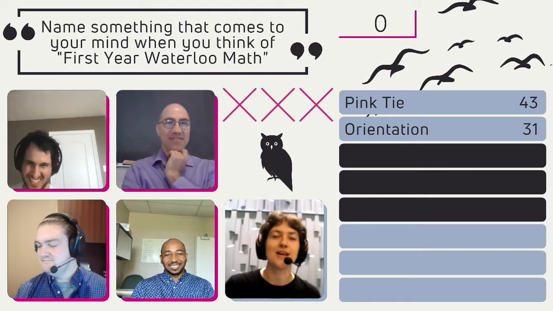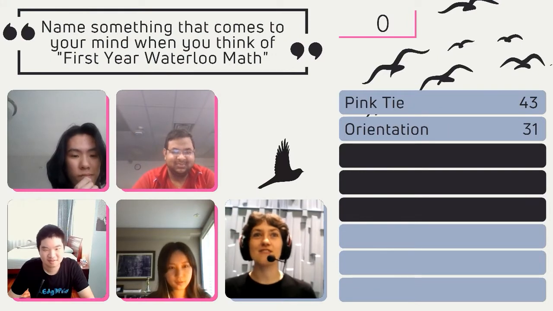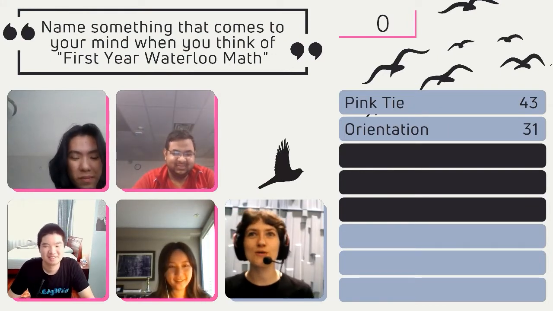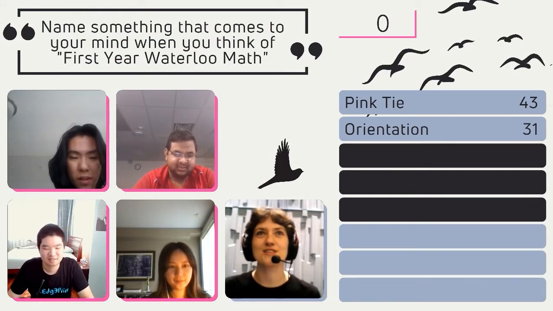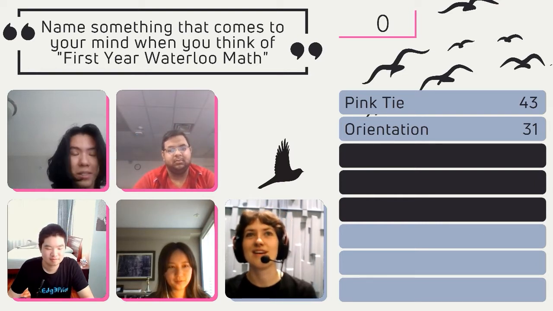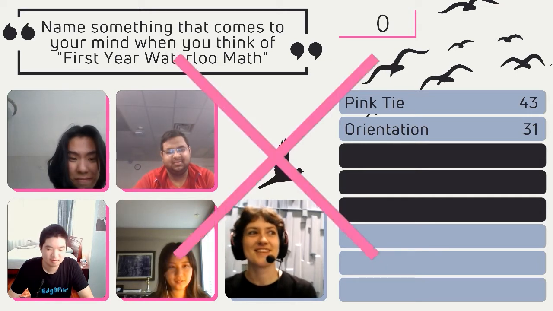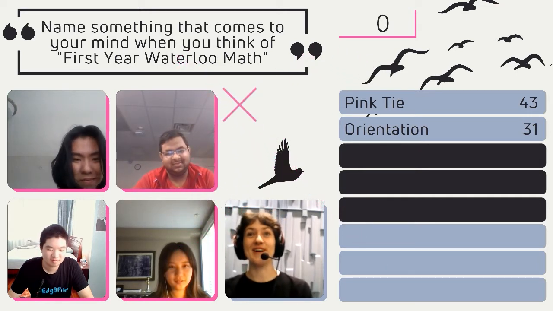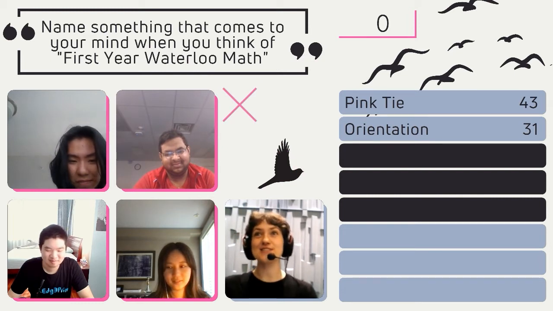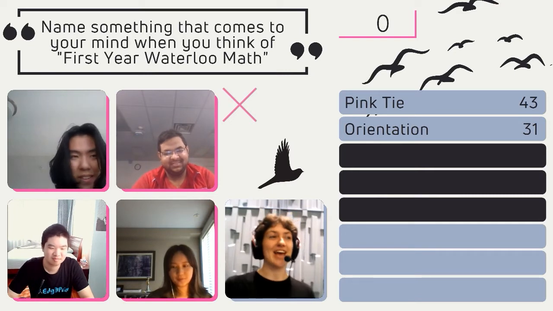Okay, so now that you have gotten 3 wrong, we're going to give the student team an opportunity to steal. Okay, so transitions. Flavian, what do you think is another thing that students think of when they think of first year? The math dance. The math dance. Is this on here? Oh no. Okay, so they failed the steal. So the professor team gets 74 points.